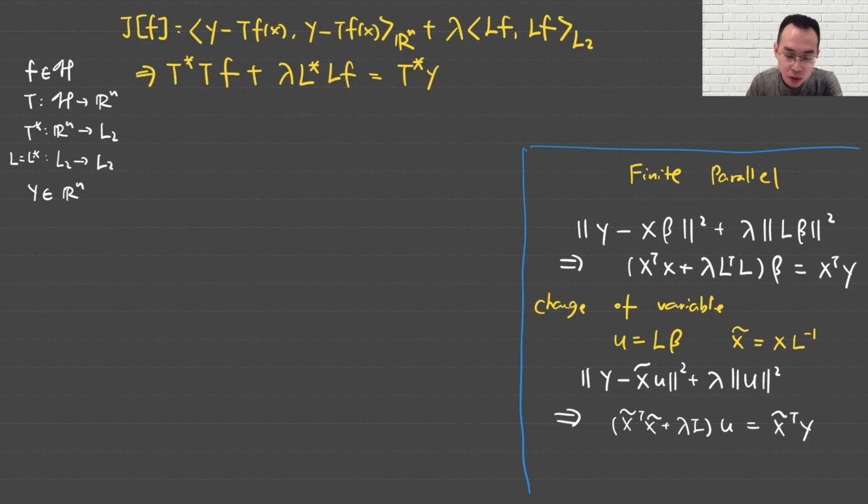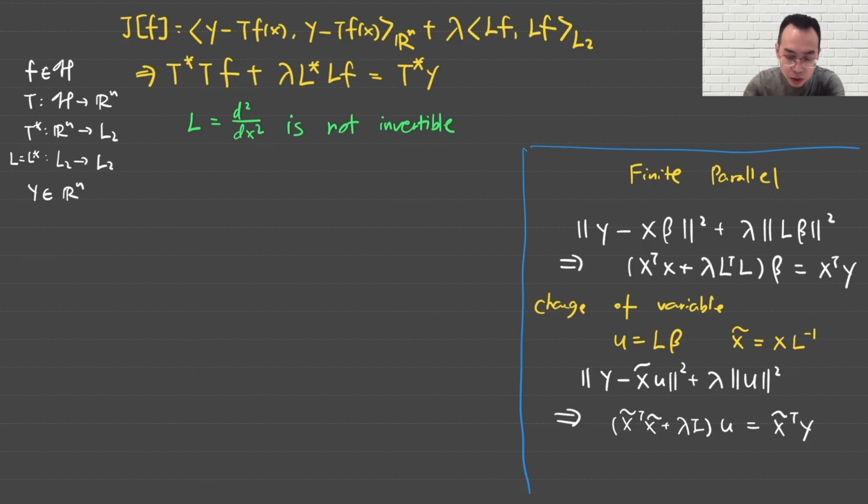But now let's see if we can apply the change of variable to get rid of that. The problem here is that the L operator is not invertible. Our L is a second derivative, right? A second derivative is not invertible.